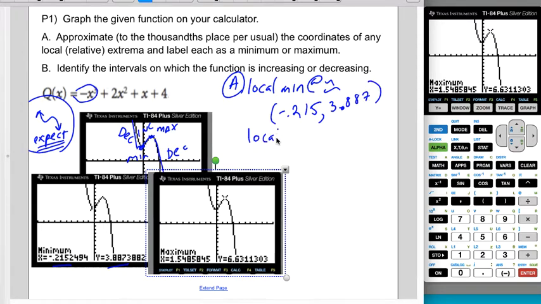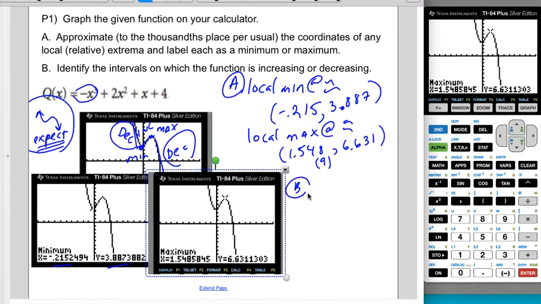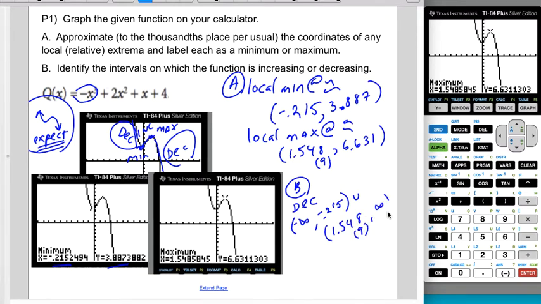There's a local max at approximately, and then we use these coordinates, so 1.548 or 9, depending on if you round or truncate, and 6.631. And then when I look at my graph, I say, oh, it's decreasing on the two ends. So when I answer B, my function is decreasing on the interval from negative infinity to the first x coordinate, which was the negative 0.215, and again on the second interval, which would be the 1.548 or 9, to infinity. And I see that my graph is increasing on the window between them. Right, and there we have it.